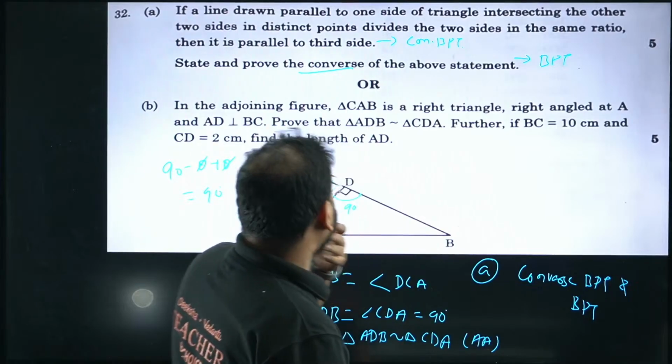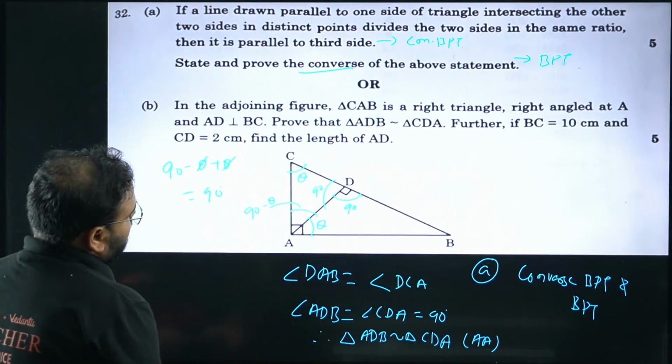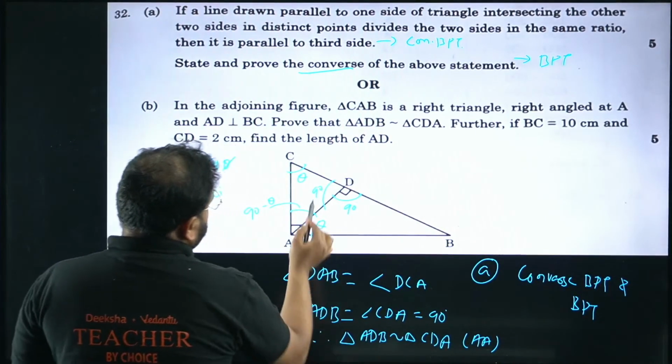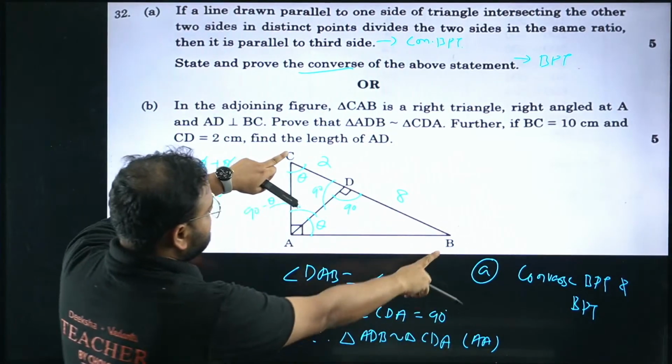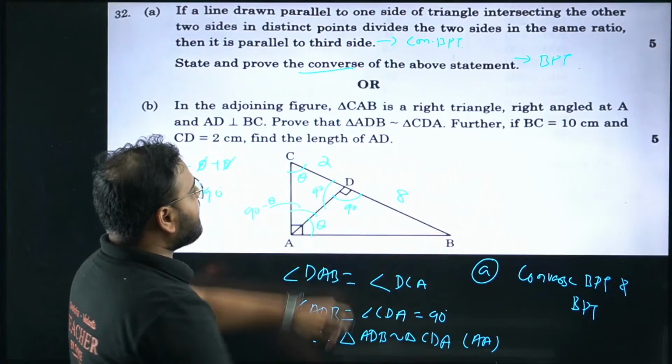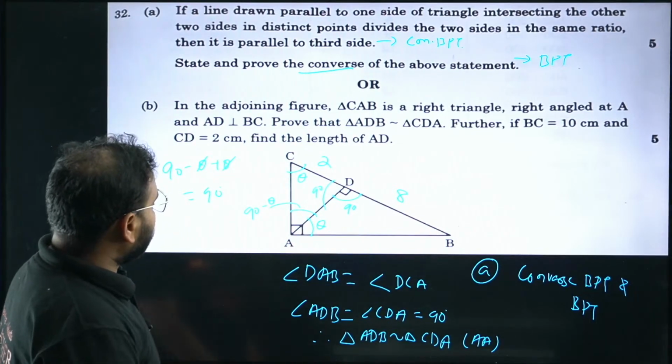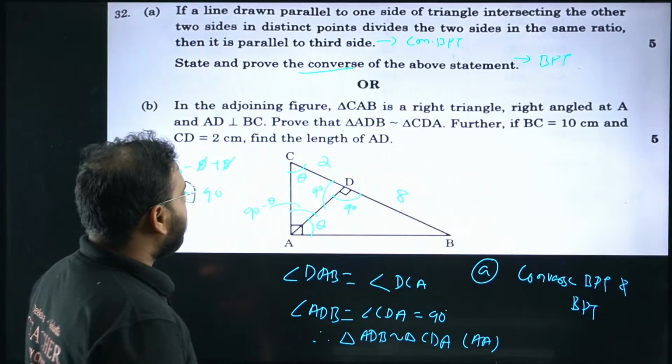Now they are saying BC is 10 and CD is 2. BC is 10, CD is 2, and BC is 10 means BD will be 10 minus 2, so 8, right? And they are asking to find the length of AD. Length of AD. Okay, please check here.